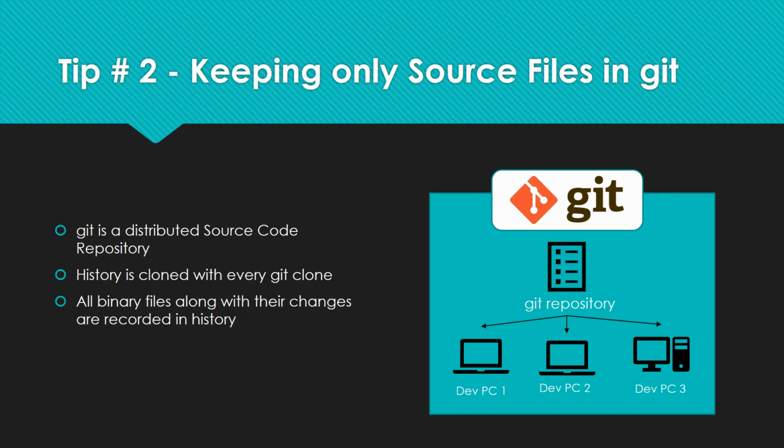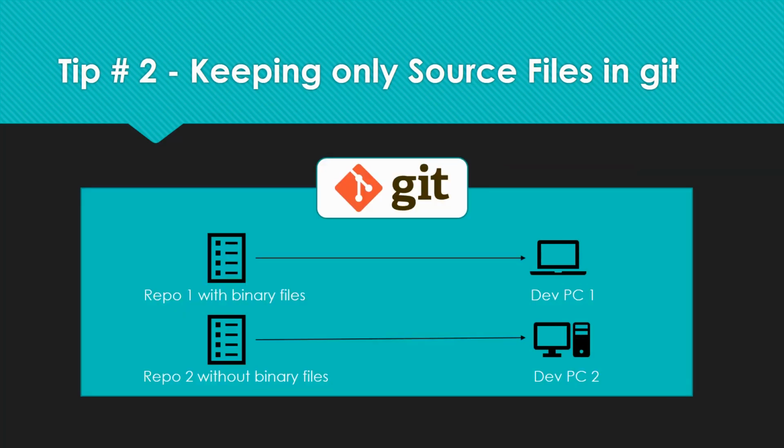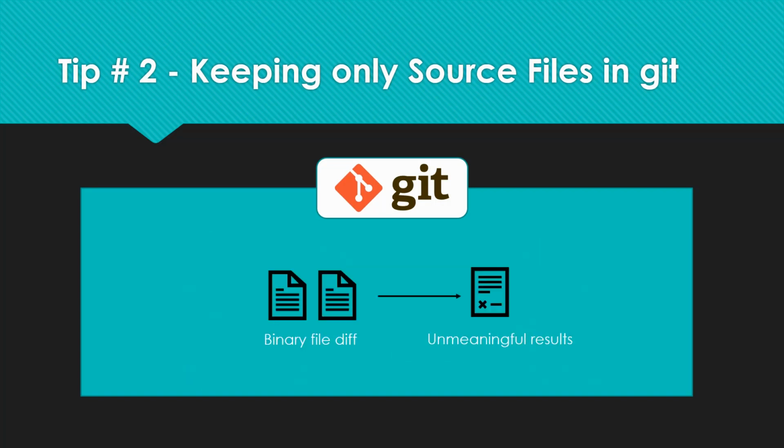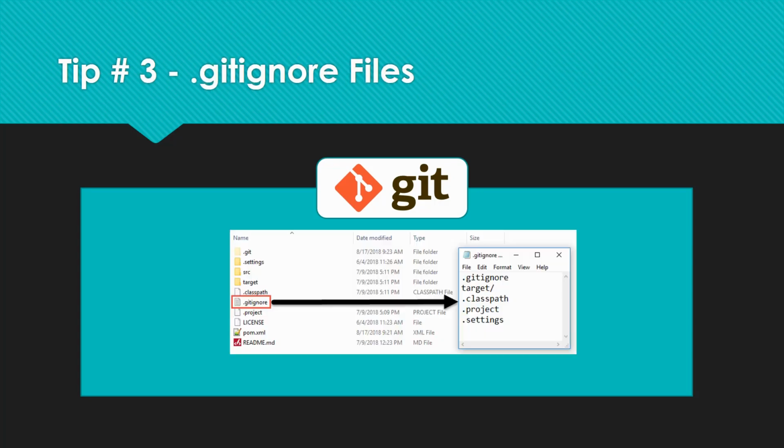Since Git is a distributed source code repository, every time a repo is cloned, all of the history is included in the clone, and with every clone, binary artifacts will be added to the history and cause unwanted repo bloat and will then lead to poor cloning performances. Moreover, binary files do not diff nicely in Git, so they are inefficient when it comes to reviewing and identifying changes.